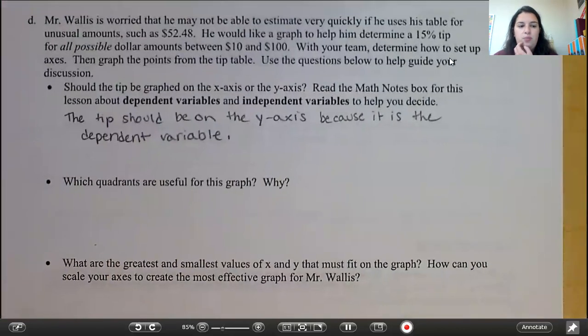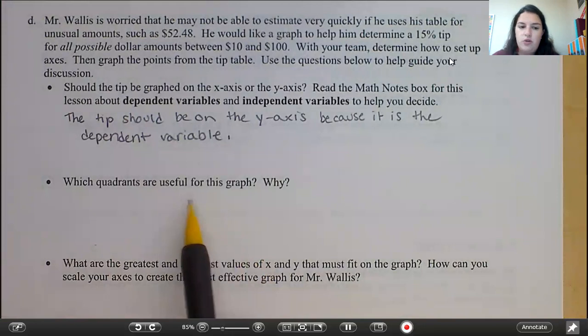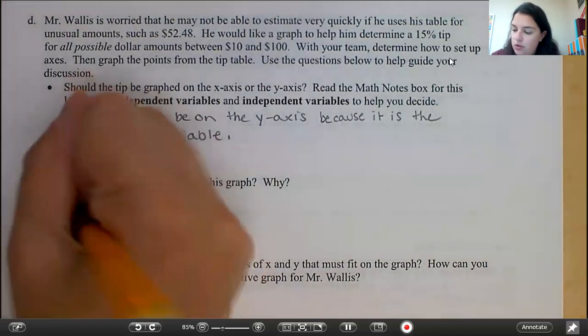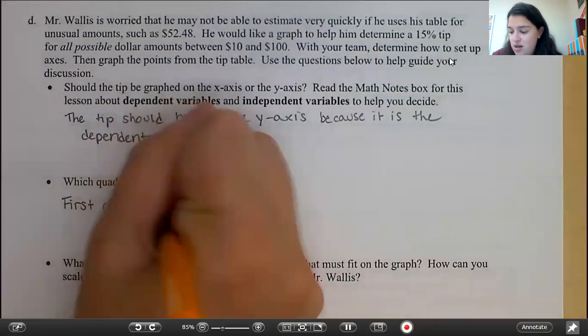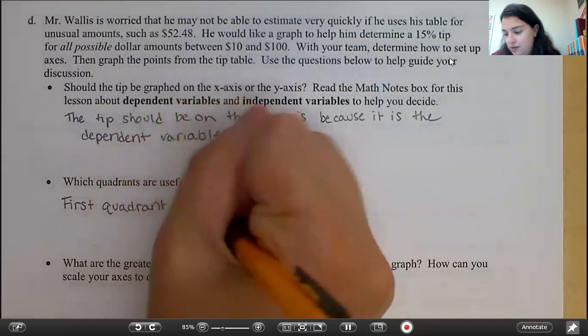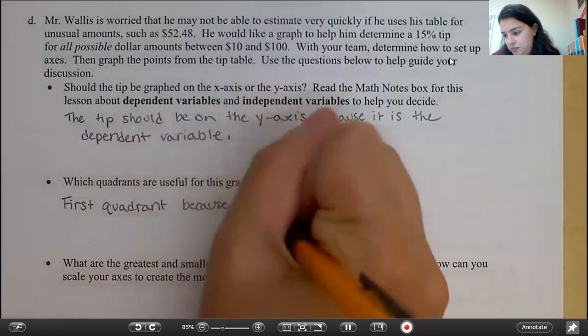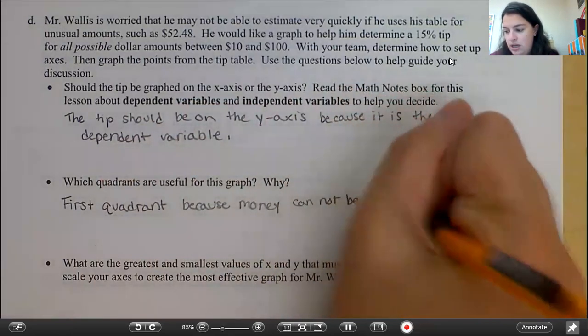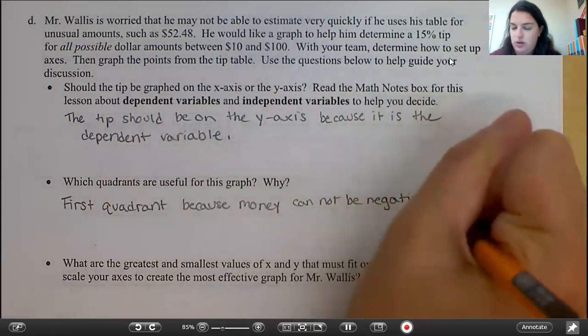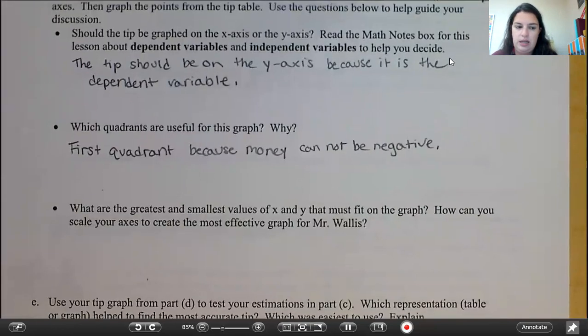The second bullet point says which quadrants are useful for this graph. Why? Go ahead and pause your video and answer this bullet point. If you're back with me, which quadrants are useful? Hopefully you said just the first quadrant, because money cannot be negative. You never go to a restaurant and have them pay you for eating at the restaurant. You always are paying them, so money is not going to be negative.